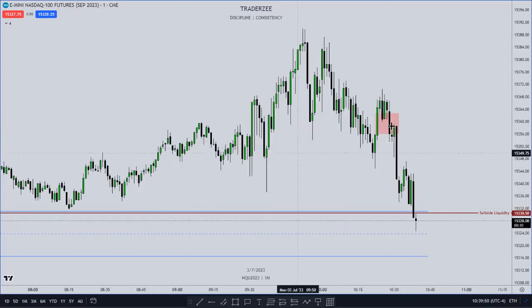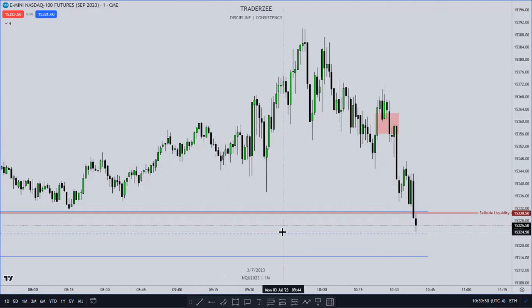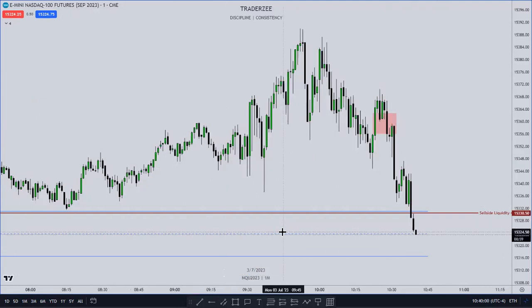So if you would have taken 2 contracts here and 2 contracts here, that would have been $1,000. So yeah, new week opening gap, consequent encroachment delivered.